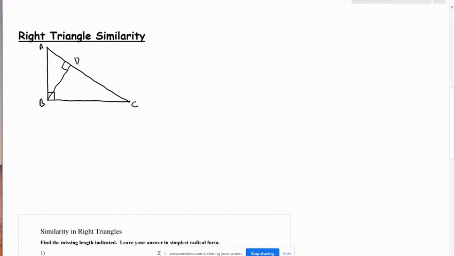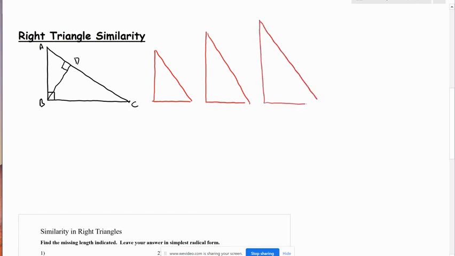To do that, I'm going to draw the 3 triangles, small, medium, and large, all with the same orientation so that it's easier for us to match up the corresponding pieces. So we have small, medium, and large right triangles.